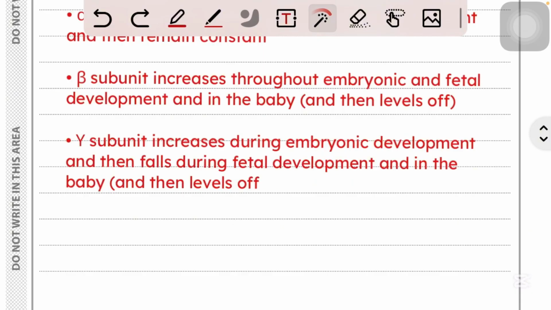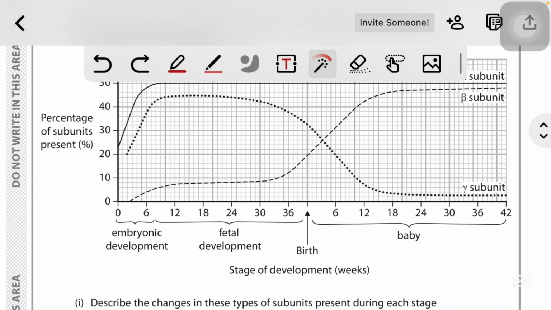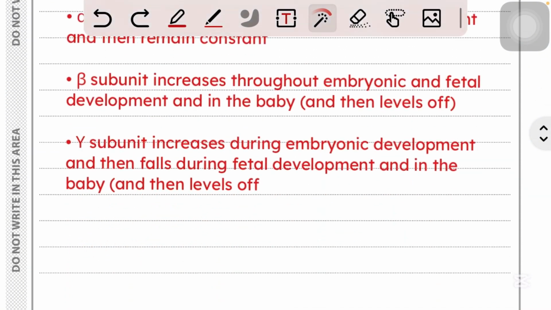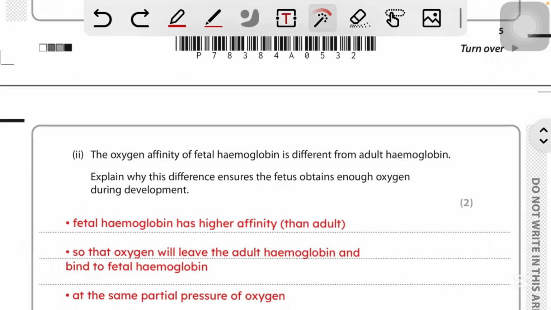Gamma subunit increases during embryonic development and then falls during fetal development and in the baby, and then levels off. It means that the gamma subunit increases during the embryonic development, then it starts to decrease slowly in the fetal development, and it falls after the birth of the baby. Let's see the next question.